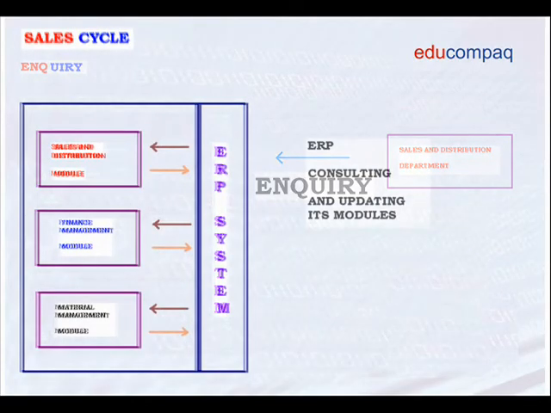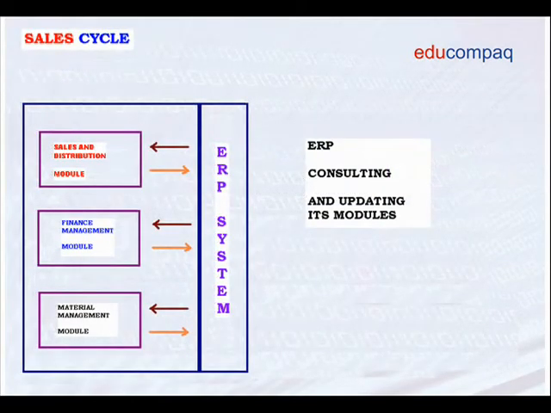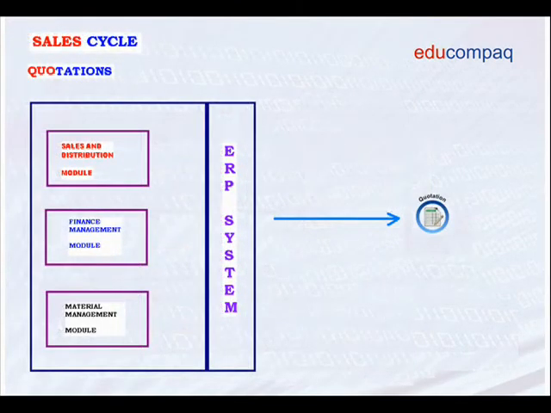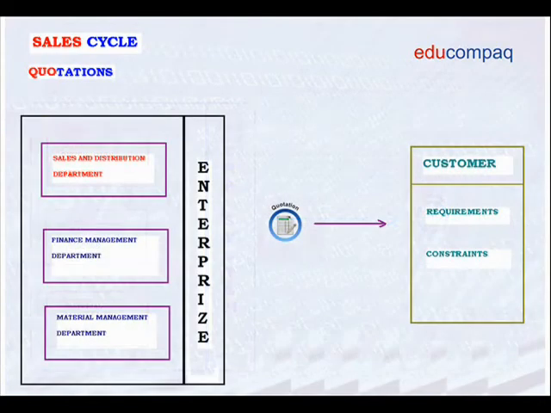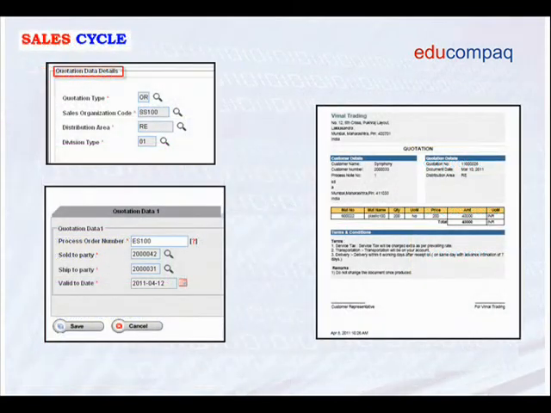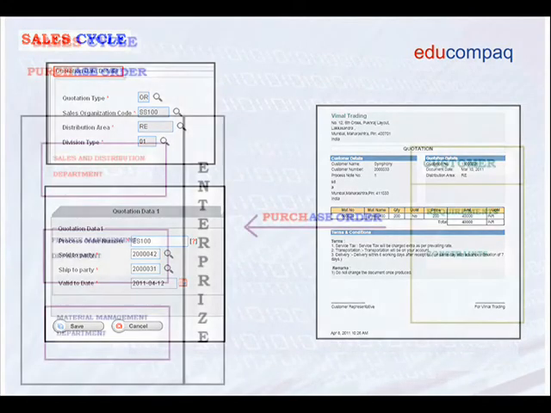The ERP system consults and updates its modules accordingly and generates another document called quotations. This document is sent to the customer for further reference. It allows the customer to look into the details of the service, its terms and conditions, and to make further decisions.